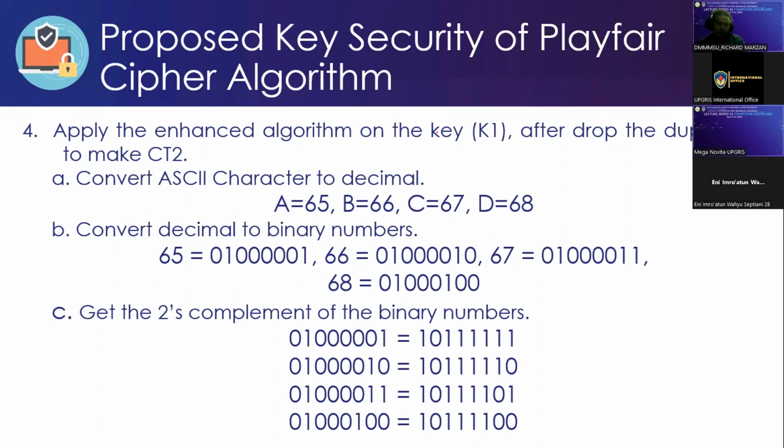So to get the 2's complement of the binary numbers, first you have to get the 1's complement. The 1's complement is the opposite of the value of 65, for example, this one. Then apply the addition of 1. So if we take the 2's complement of this one, the result is 10111. And so on for 66, 67, and 68. So these are the results for the 2's complement of 65, 66, 67, and 68.